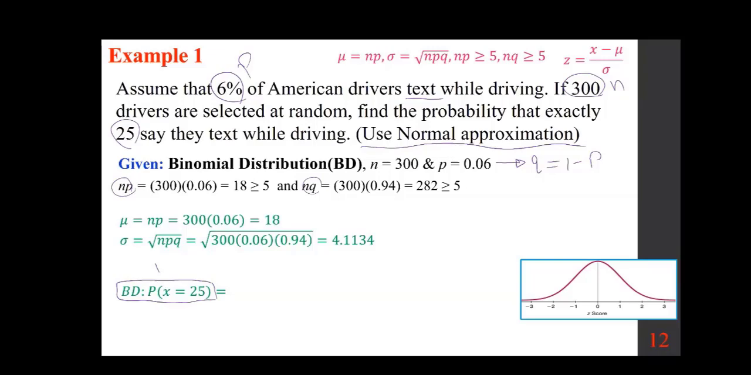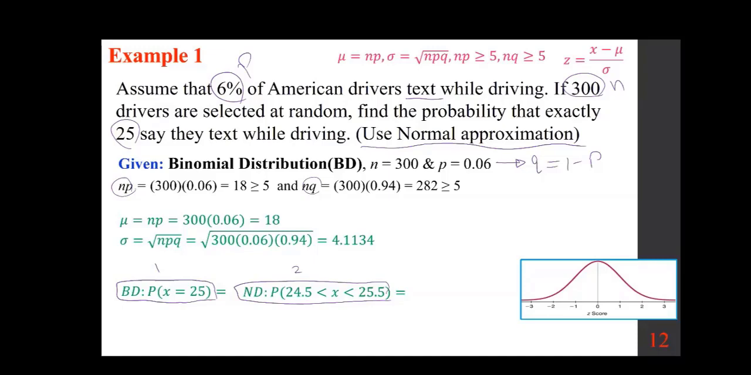Anytime you have an equality and nothing else, you just go by 0.5 to the sides. So you go 0.5 to the left, 0.5 to the right of number 25, and it gives you the second step, normal distribution. So what are we doing? Step 1, binomial distribution. Step 2, normal distribution. Step 3, standard normal distribution. So we go from binomial distribution to normal distribution, and now we're going to go to the z.